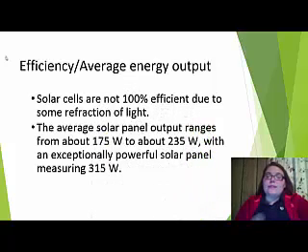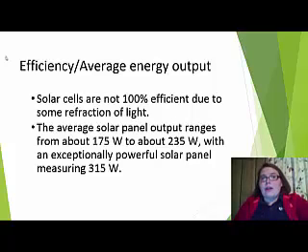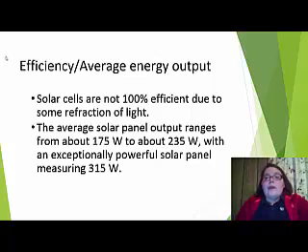The problem with solar cells is that they're not 100% effective due to some refraction of light. Some of the light spectrum, such as infrared, is too weak to create electricity, and some of the light spectrum, such as ultraviolet, creates heat energy instead. The average solar panel output ranges from about 175 watts to about 235 watts, with an exceptionally powerful solar panel measuring at 315 watts. Among the top 10 manufacturers, the average wattage of a panel is about 200 watts.